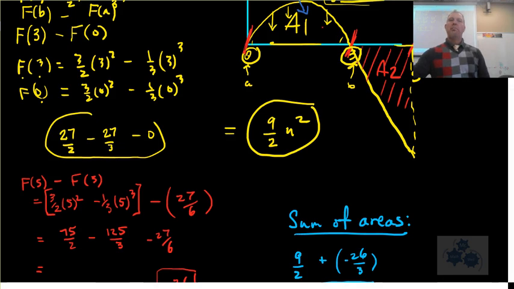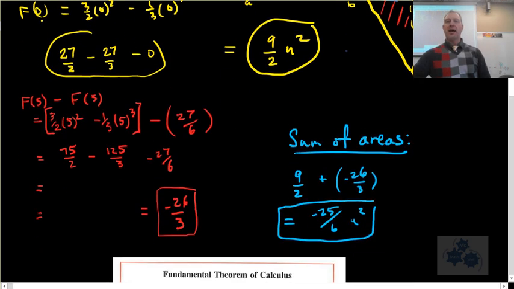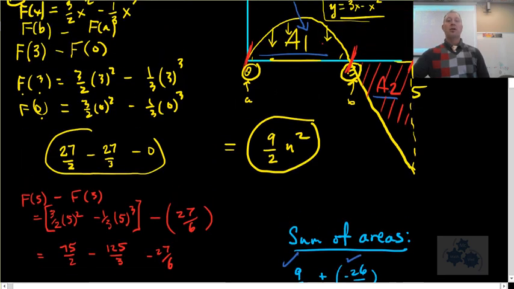The total combined area of A1 plus A2, if we were to add up the actual values, would be 9 over 2 plus negative 26 over 3. And we'd actually come up with a negative value. That's because area A2 is a little bit larger than area A1. It may not be reflected accurately in my diagram, but it's actually a little bit bigger. So that's why we get a negative area.